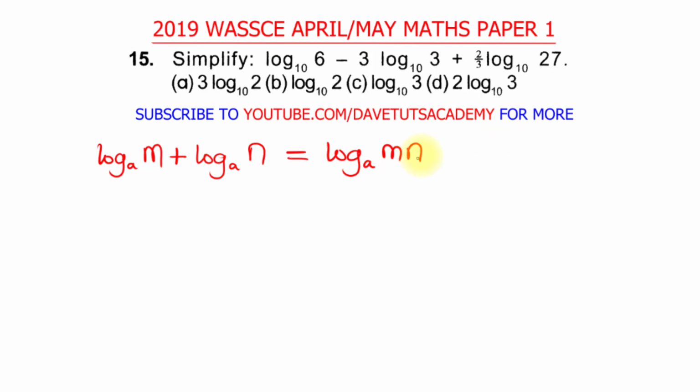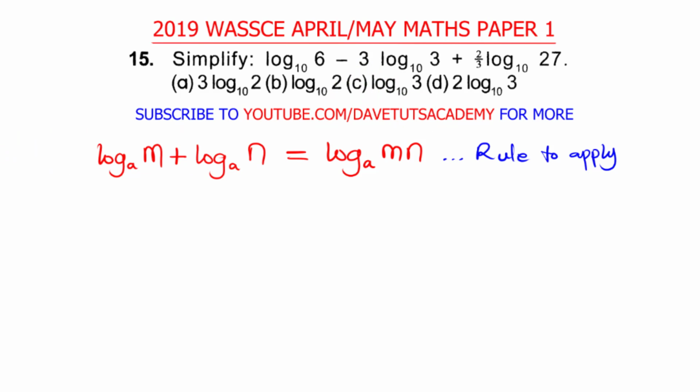Now it is multiplication of those logarithms if it is a positive. However, if it is a negative, then we have m over n. So that is the rule of logarithm that is effectively going to help us to solve this question. So if we are to look at that rule and want to apply it, we will simplify this question.